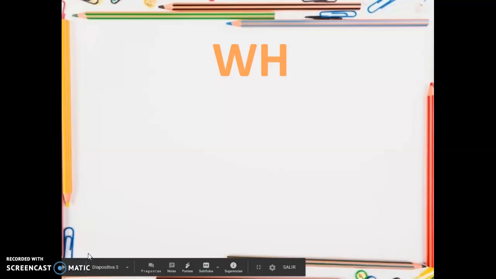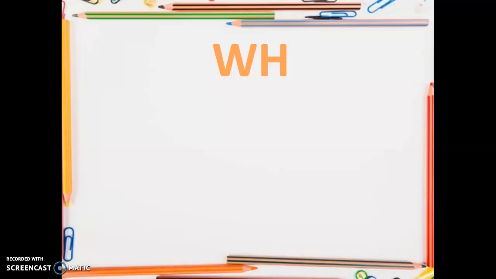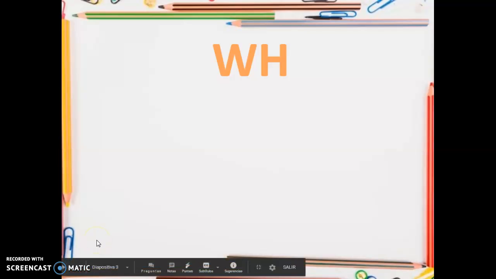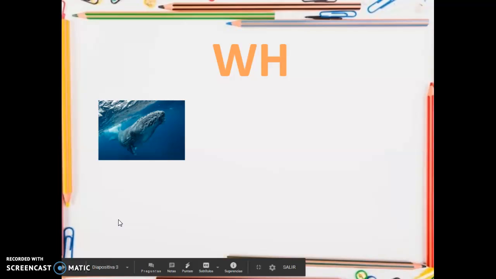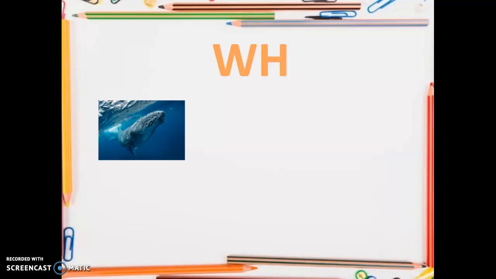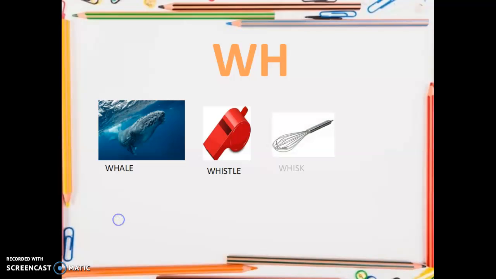Okay, today we're going to study the initial digraph wa, and we're going to study some examples. Let's start. We have whale, whistle, whisk, white.